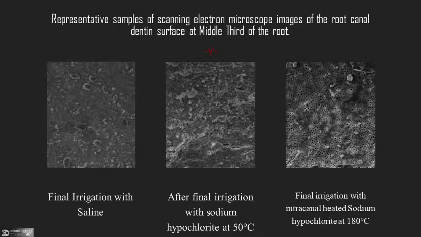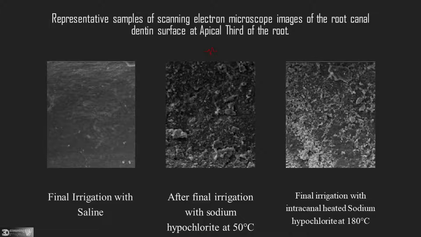between the three slides. At the apical third, again, final irrigation with saline, final irrigation with sodium hypochlorite at 50 degrees, final irrigation with intracanal heated sodium hypochlorite at 180 degrees. It's not cleaned well at the apical third of the root, so activation is so important in this case.